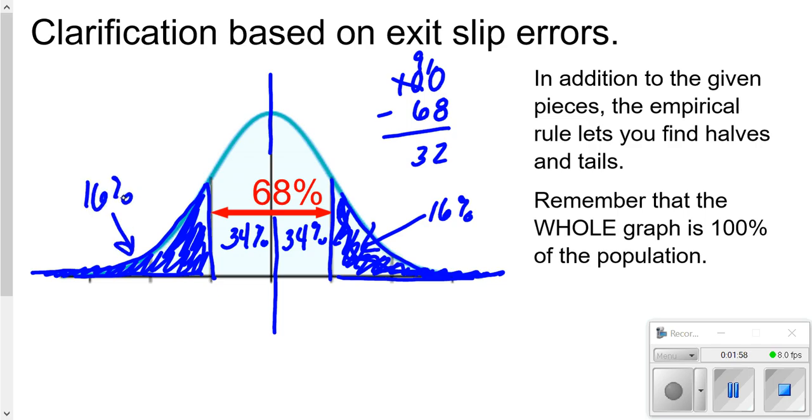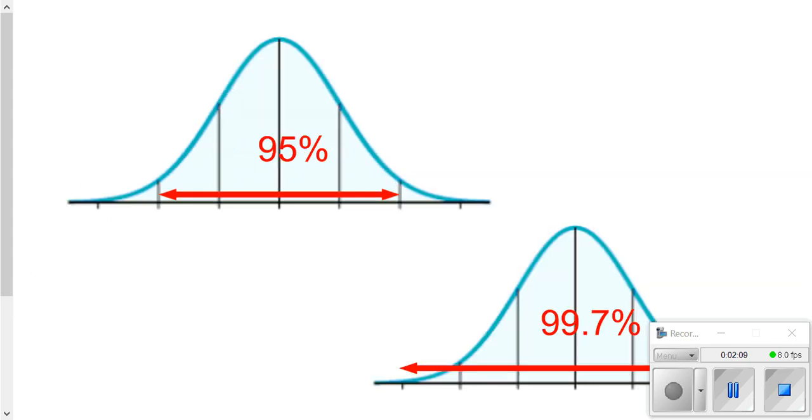So that's what I mean when I say that each number lets you find halves and it lets you find tails. We also need to bear in mind that the entire graph is 100%, and I'll explain that in just a little bit. Explain the error that some folks made.